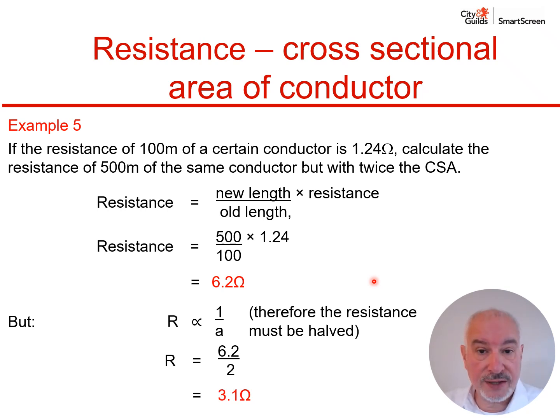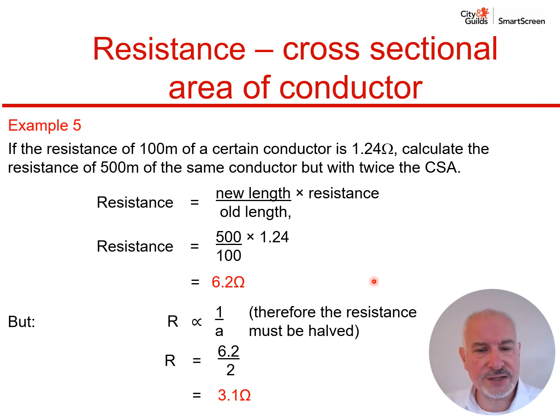So to complete the answer, the resistance of the changes that are in that question would end up being a resistance of 3.1 ohms. So 5 times the length, but then twice the cross-sectional area. So you see the 5 times the length increased the resistance by 5 times, but then twice the cross-sectional area actually halved that result to our answer.